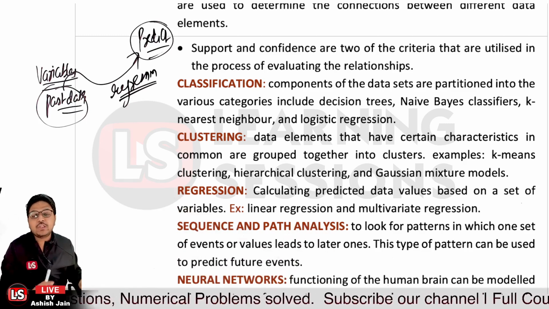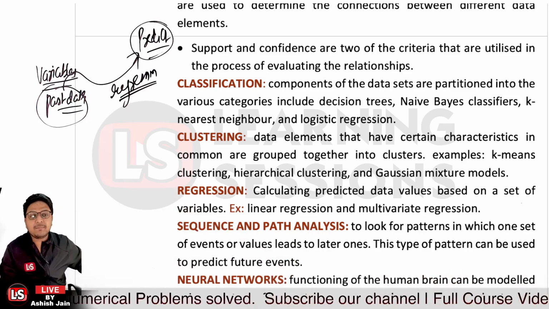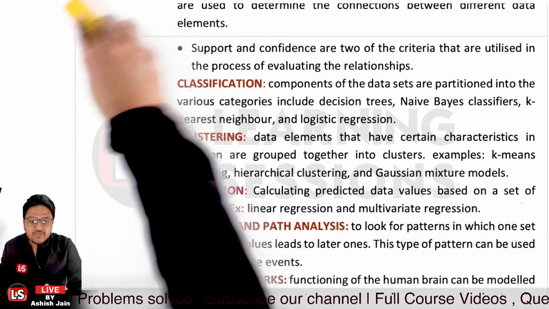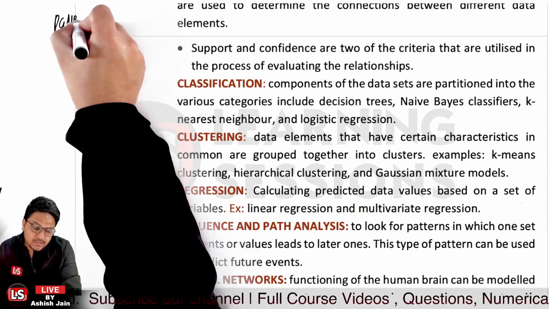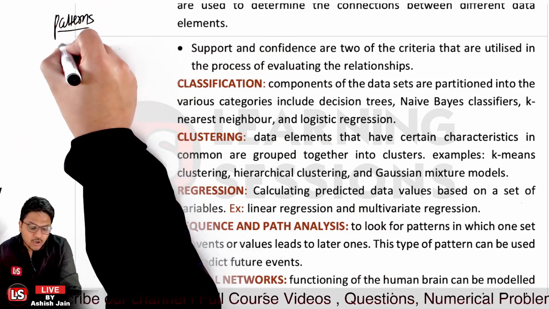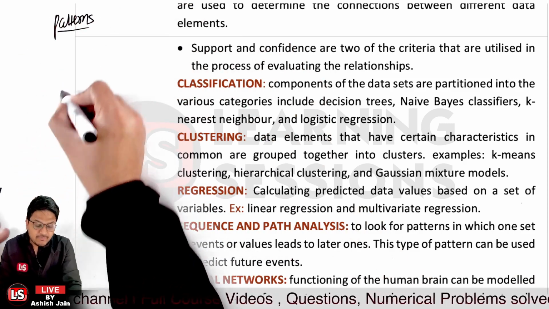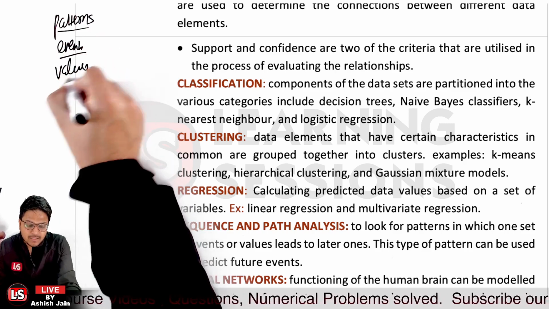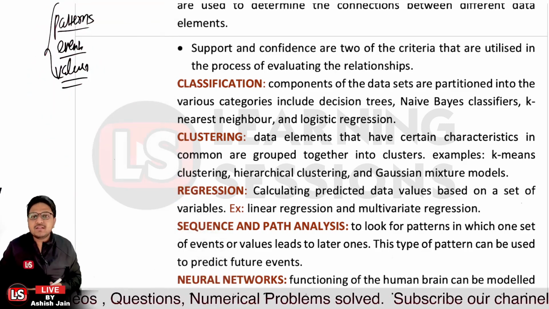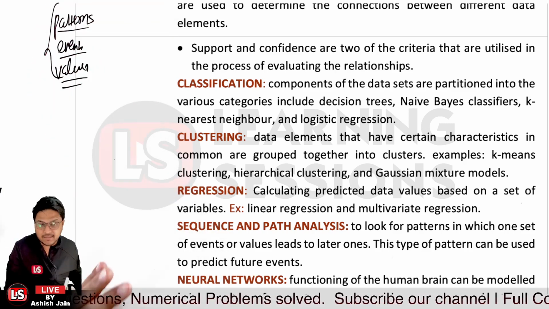And further it's related to sequence and path analysis. What does sequence and path analysis do? In sequence and path analysis, we are finding different patterns, or we can say different types of events which are related to each other, different types of values which may be related to each other. So we are basically concerned about the same in sequence and path analysis, right?